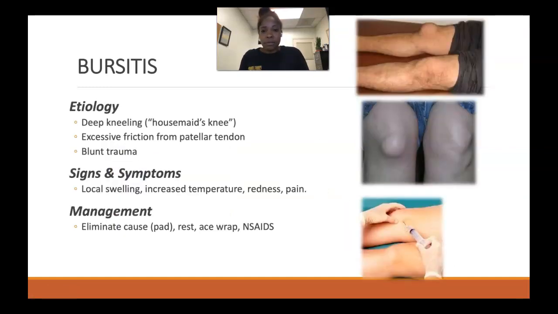Most often, in terms of mechanism, it's some type of direct contact to the anterior aspect of the knee. We see this in professions that require a lot of positioning on the knee. So it used to be called housemaid's knee because a lot of cleaners will be on their hands and knees scrubbing the floors of the houses they clean, and they would present to the emergency room with knees that looked like these images here, right, on the slide. And so then they started calling it housemaid's knee.